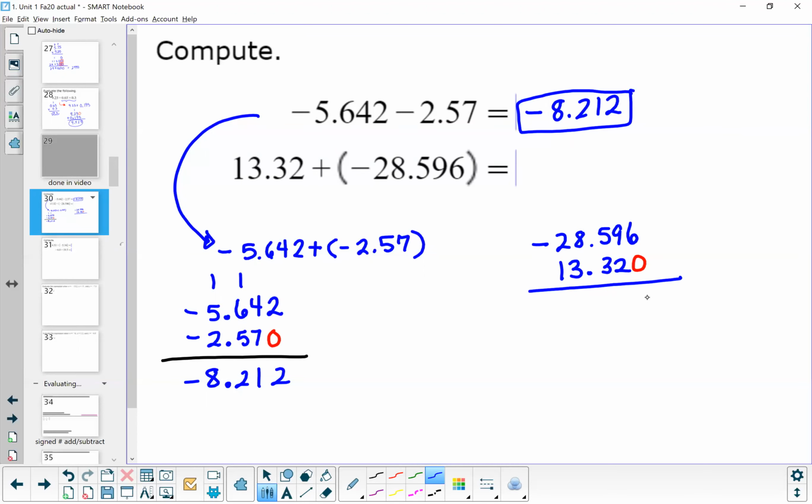6 minus 0, 6. 9 minus 2, 7. 5 minus 3, 2. Bring down your decimal point. 8 minus 3, 5. 2 minus 1, 1. Keep the sign of this top number here. Okay, well, let's make that blue. All right, so our answer for the second one equals negative 15 point, oh, that 5 looks terrible. 15.276.